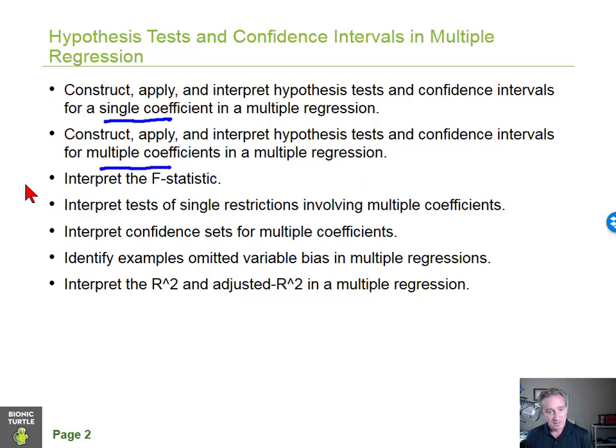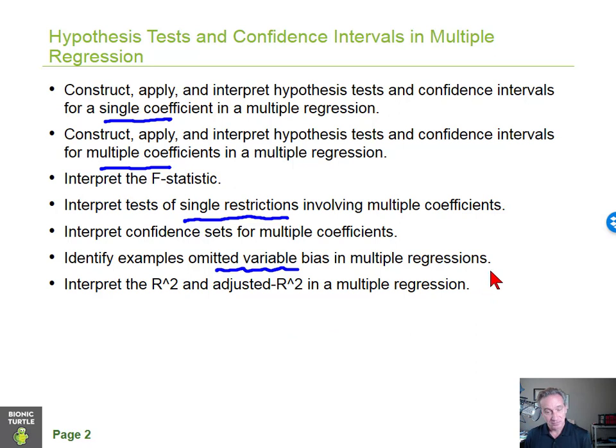We will see also the F statistic, which is a new concept in the regression, and that's because we're now in the multivariate regression. In the univariate regression, the F statistic didn't really have an application, but now we need it to test a joint hypothesis. Then we have interpret tests of single restrictions involving multiple coefficients. So we're going to see this idea of restrictions come into play, and then we have confidence sets and examples of omitted variable bias, which we did see in the previous video.